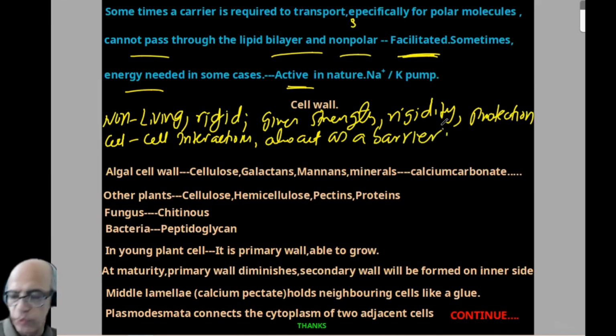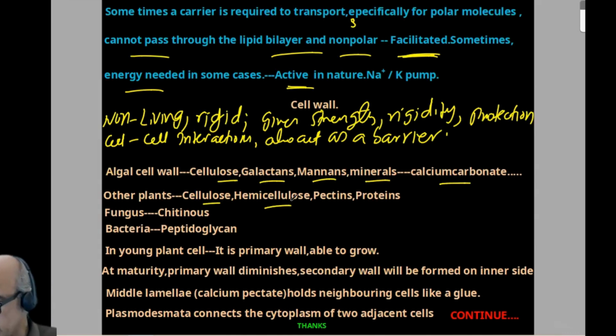Now, the algal cell wall. It is important: cellulose, galactans, mannans, and minerals like calcium carbonate. In other plants, it is cellulose, hemicellulose, pectins, and proteins. While in fungus, the cell wall is made up of chitin, and in bacteria, it is peptidoglycan. Now, in a young plant cell, it is primary in nature, so it is able to grow. At maturity, the primary wall diminishes, so a secondary wall develops on the inner side.